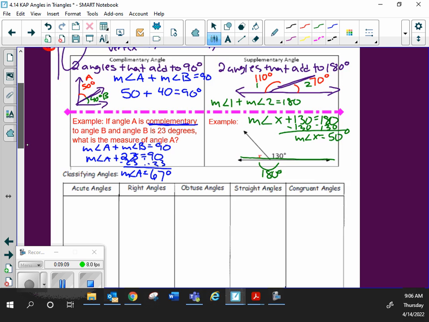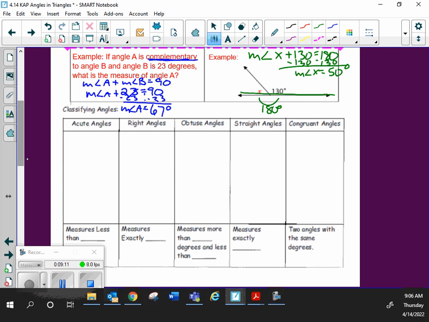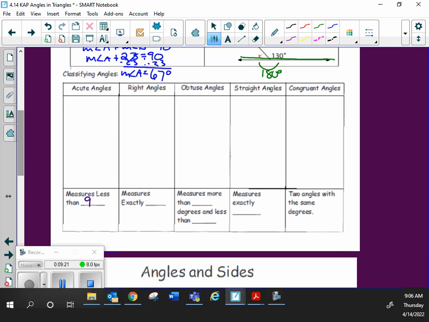Great. This next part should be a lot of review, so y'all can shout out and let me know. We're going to talk about the different types of angles. Acute angles are angles that measure less than 90 degrees. Very good. So what's an example? Give me a number less than 90. 50. Good job.